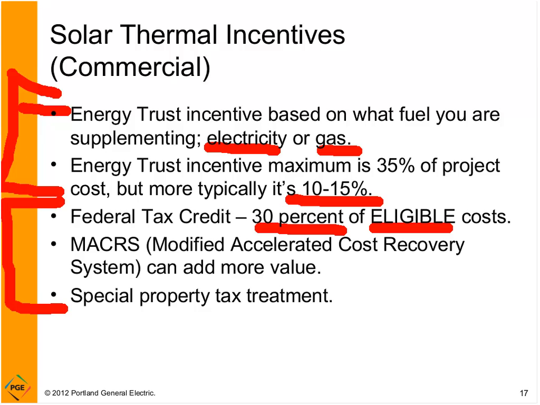In addition to the federal tax credit, you're eligible for a tax treatment on your investment to get a modified accelerated cost recovery of that. Your accountant can tell you more about that, but we usually see that that benefit pencils out to somewhere around 10% of the cost. And lastly, there are some special property tax treatments that you're eligible for, so you can save some money on your investment with a reduced property tax.